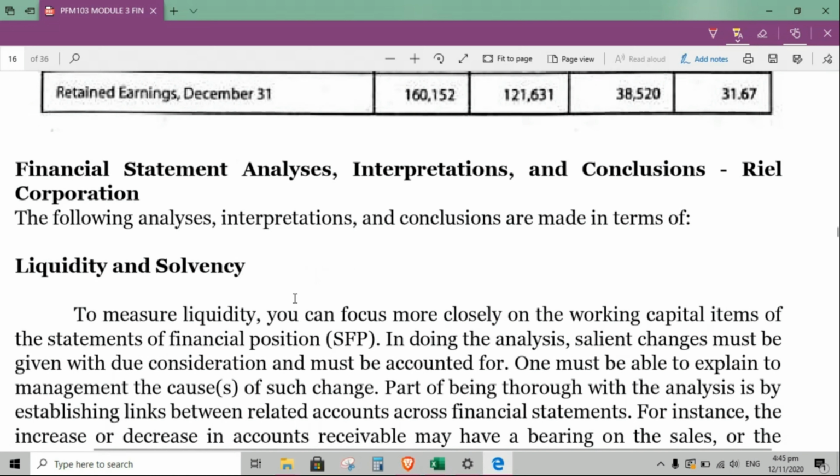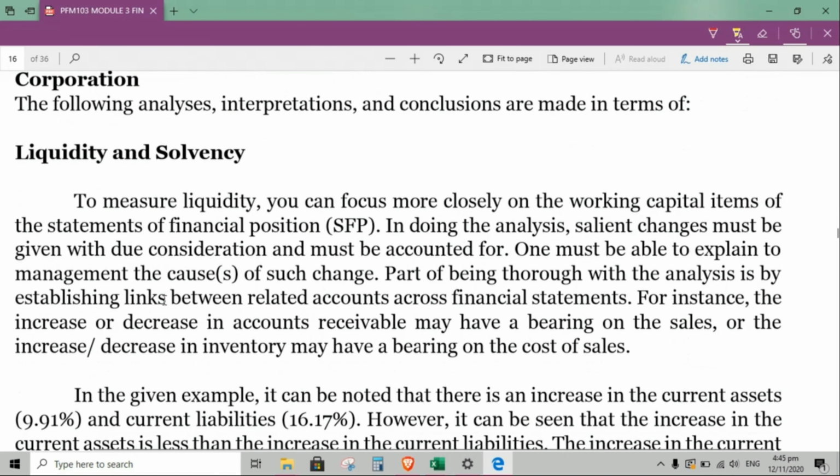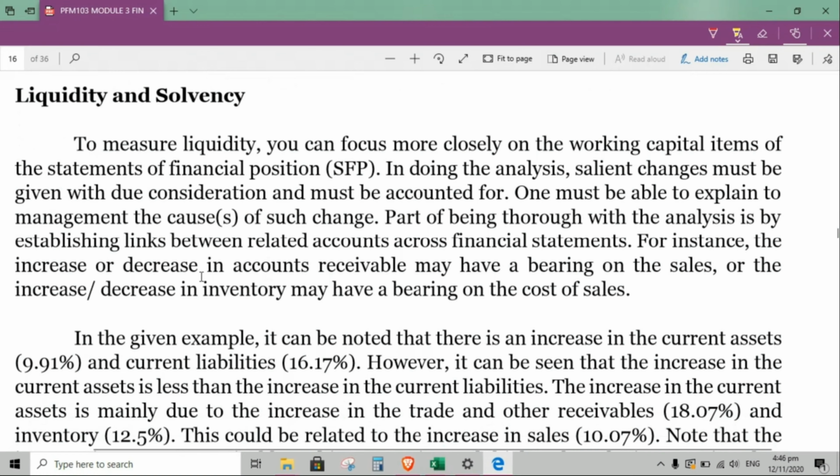interpretations and contents. So, in terms of liquidity and solvency, to measure liquidity, you can focus more closely on the working capital items of the financial statements. The statements of financial position. So, ano yung statements of financial position? It's the balance sheet. So, in doing the analysis, salient changes must be given with due consideration and must be accounted for.